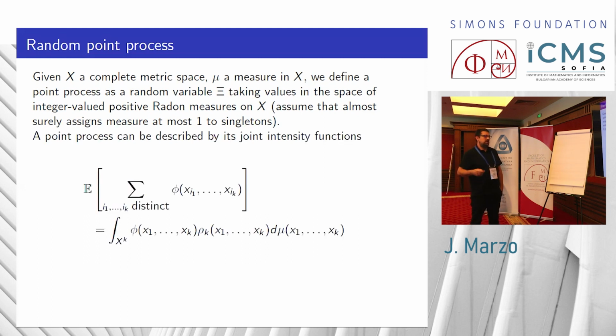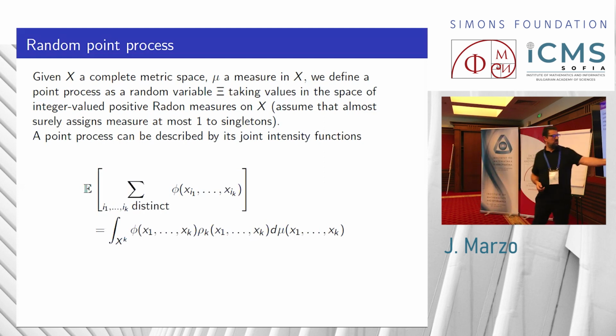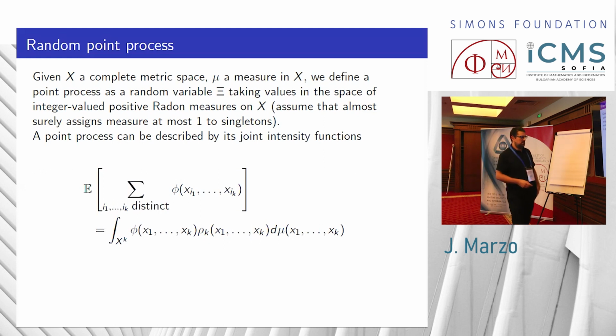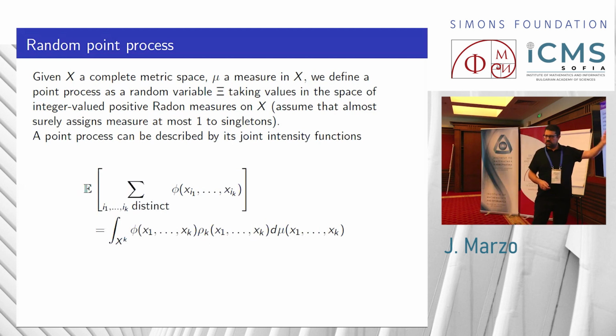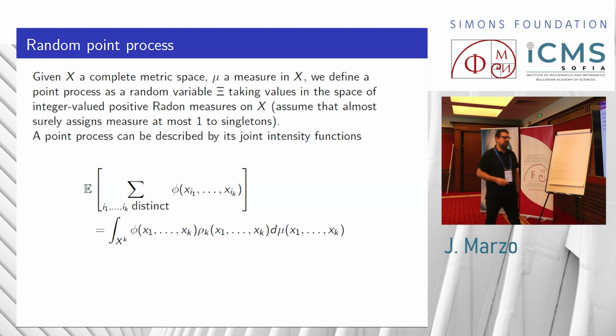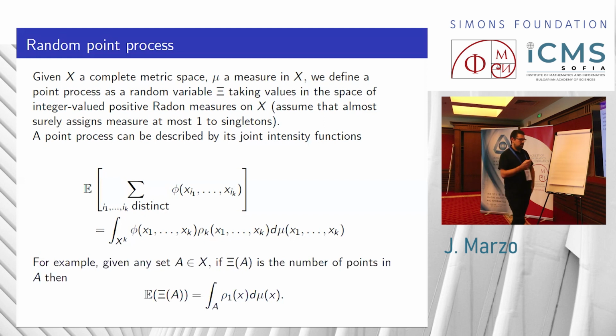Under some hypothesis that I will just skip, a random point process in general can be described by something called the joint intensity functions, which are these functions rho in here, satisfying this property. The idea is that when they exist, this rho determines the process. Okay, and let's see just one example to see some notation, if you want.